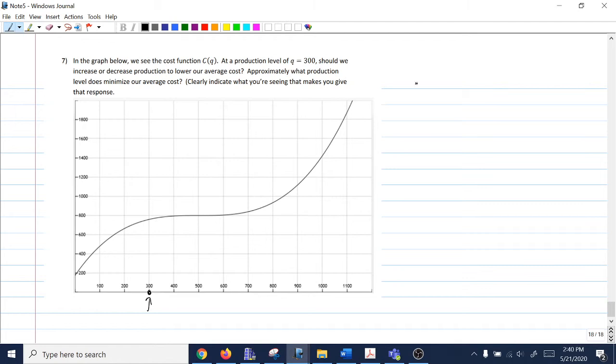This is the same Goldilocks idea, where I want to compare the marginal cost versus the average cost. But now these are both slopes that I can look at from the graph. The marginal cost is the slope of the tangent line. It's the derivative. That's this slope. The average cost is the slope of the line from 0, 0 to that point. I scratched the line out. Which one's bigger? The average cost line is steeper.